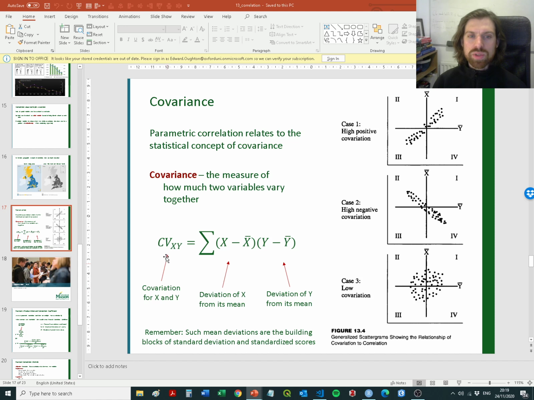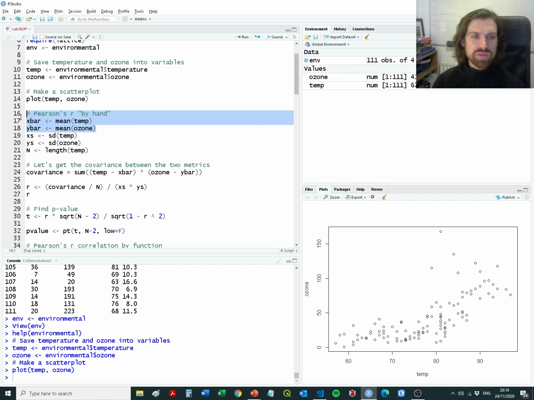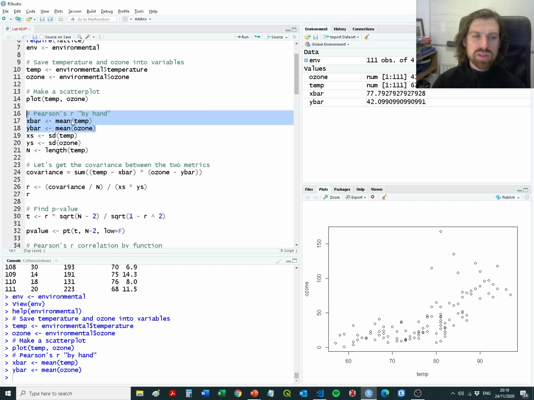So to get the CV of x and y here, we need to basically sum up the deviations of x from its mean and the deviations of y from its mean, okay? So we need to first get the means for the two different variables here. So I'm going to enter those into the global environment.